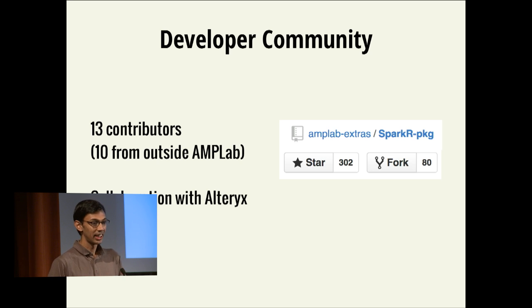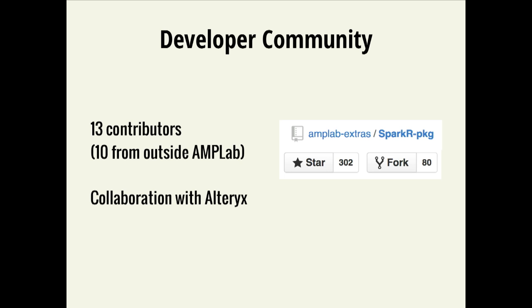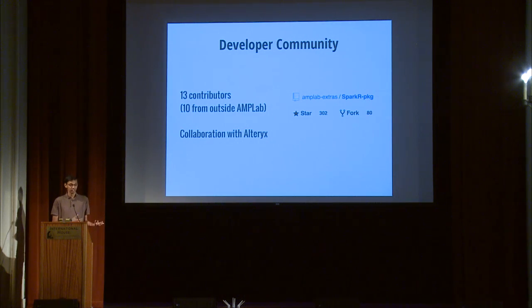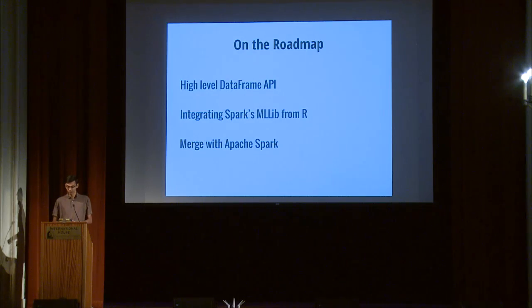There's also a growing developer community around this project. We have around 300 stars on GitHub, which is a metric of popularity, I guess. The other nice thing is that we have 13 contributors, and 10 of them are from outside the AMP Lab. So there's a growing user base, but also a growing set of contributions that we're getting from outside developers. We're also working with Alteryx, a company which makes data science products, to add more features, which leads me to the SparkR roadmap, or what's in store in the near future.